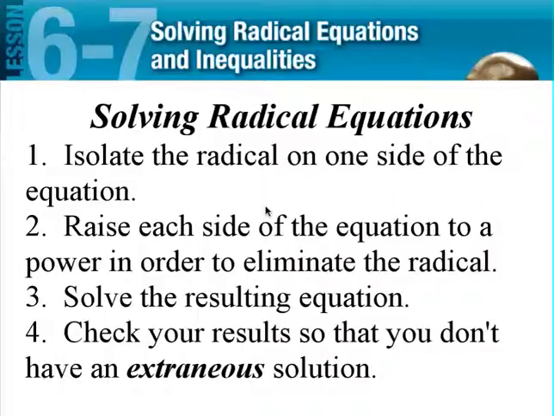The first one is to isolate the radical on one side of the equation. The second is to raise each side of the equation to a power in order to eliminate the radical. The third step is to solve the resulting equation. And then number 4 says check your results so that you don't have an extraneous solution.